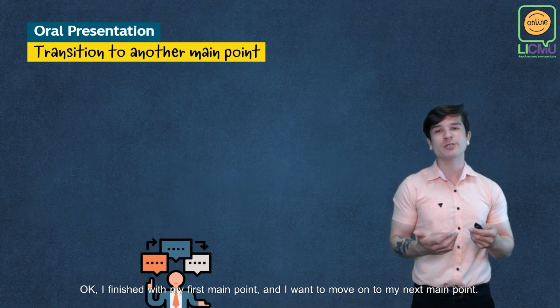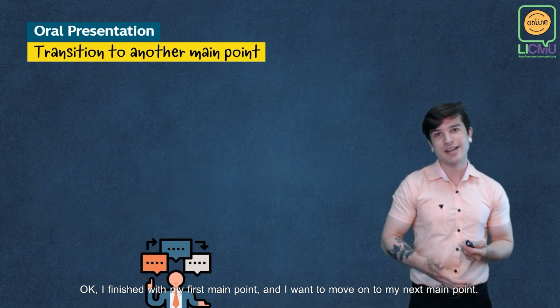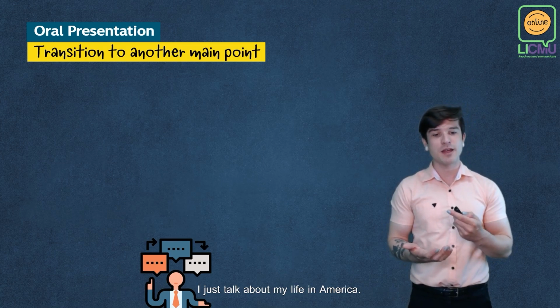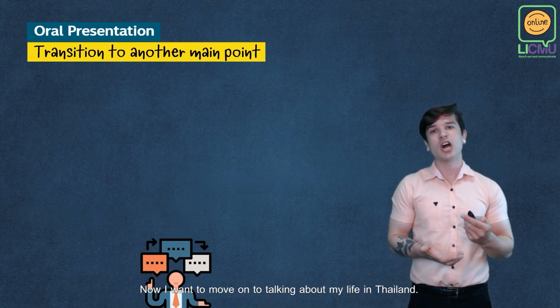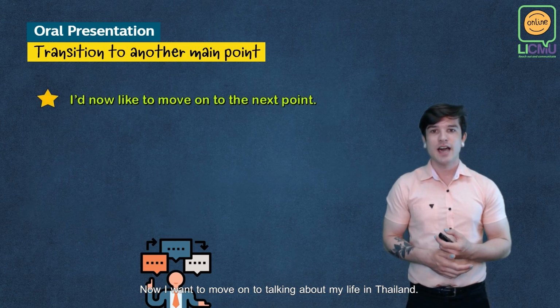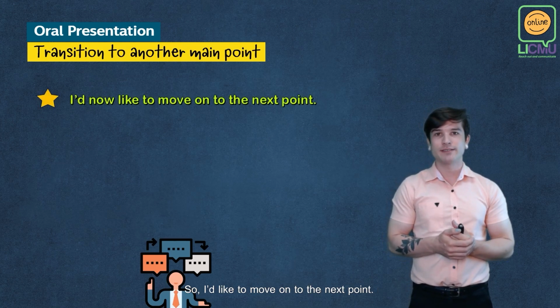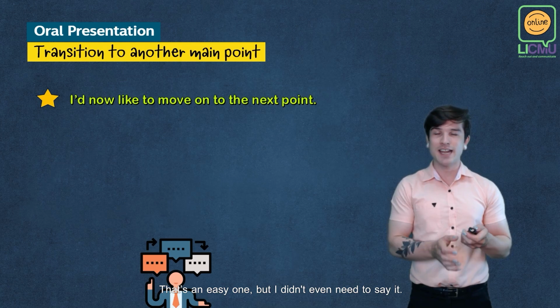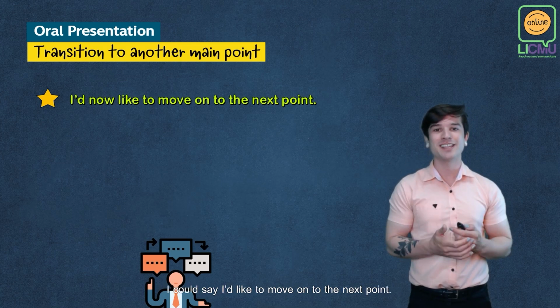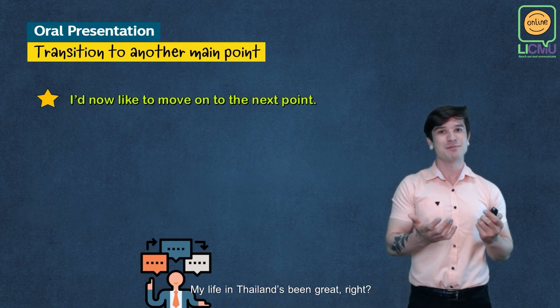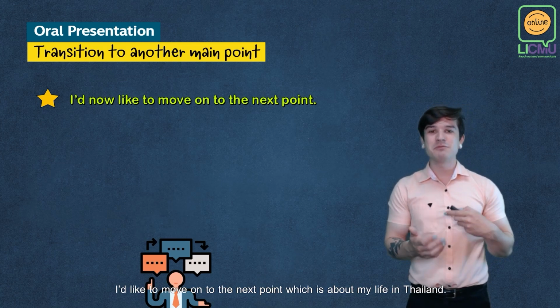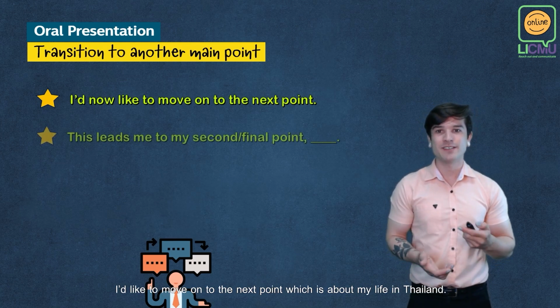Okay, I'm finished with my first main point, and I want to move on to my next main point. I just talked about my life in America. Now I want to move on to talking about my life in Thailand. So I'd like to move on to the next point. That's an easy one. I didn't even need to say it. I could say I'd like to move on to the next point. My life in Thailand has been great, right? Or I'd like to move on to the next point, which is about my life in Thailand.